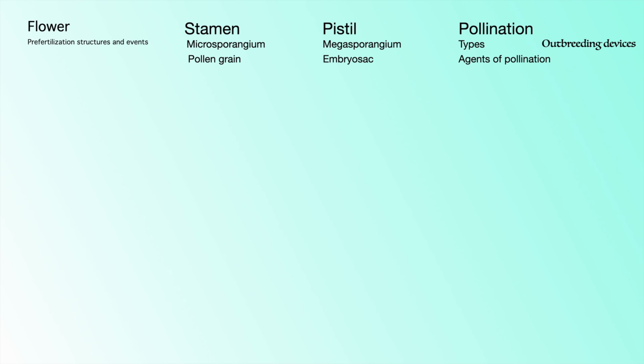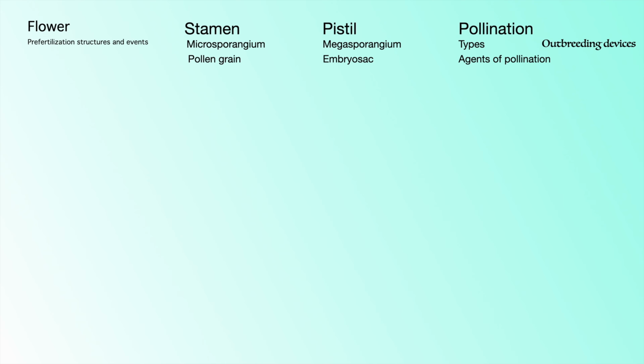The first device is the timing of pollen release from the anther and stigma receptivity. They are in non-synchrony. That is, pollen is released before the stigma becomes receptive, or the stigma becomes receptive before the pollen gets released.